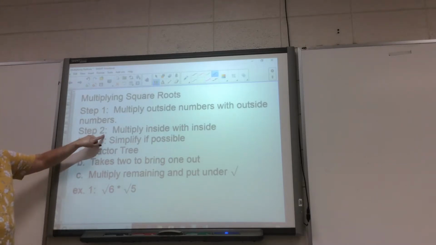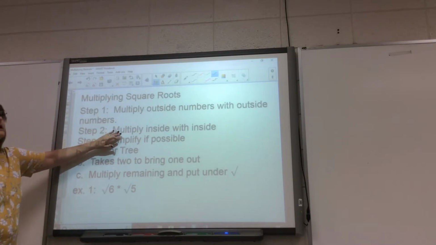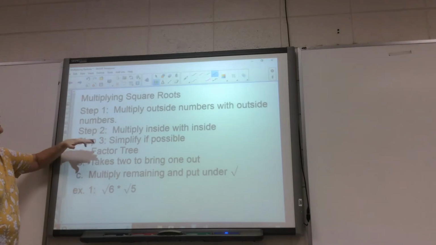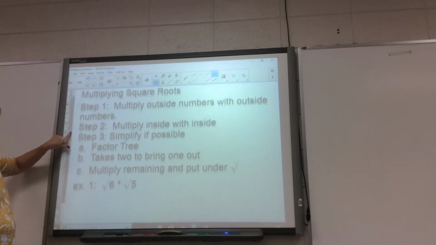numbers and inside numbers with inside numbers. You'll see what I mean. Outside the radical, inside or under the radical. Step three, simplify if possible by using the factoring tree and going through those steps.